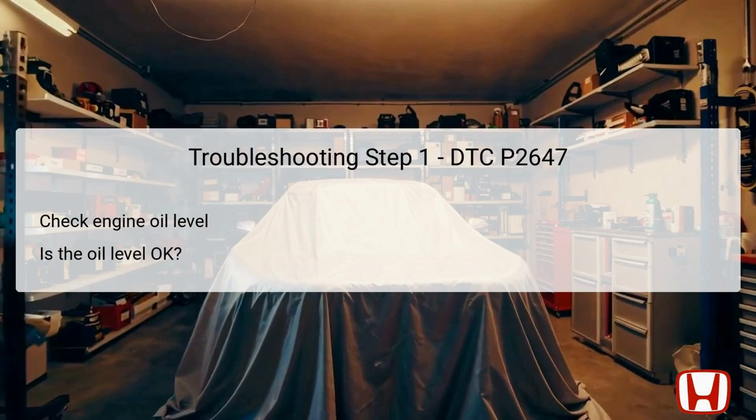The first step in troubleshooting DTC P2647 involves checking the engine oil level, as this is a foundational step in diagnosing VTEC-related issues. Proper oil level is crucial for all hydraulic systems in the engine, including the VTEC, as it directly affects oil pressure. If the engine oil level is found to be below the designated mark, it can lead to insufficient oil flow and create pressure issues.